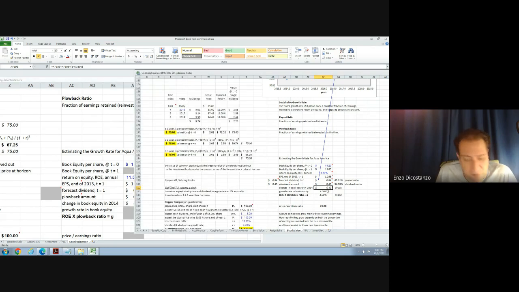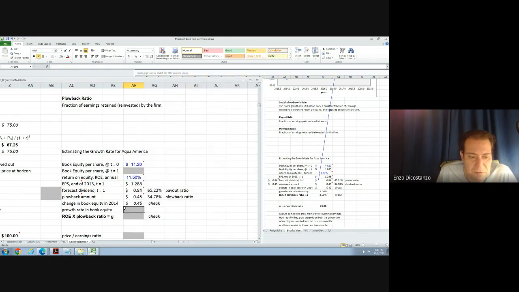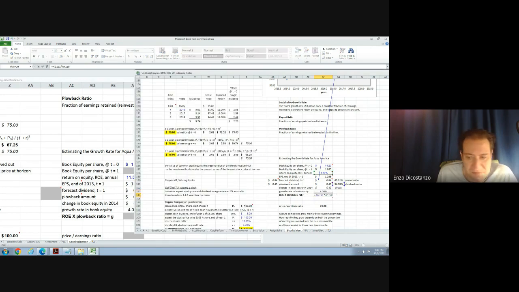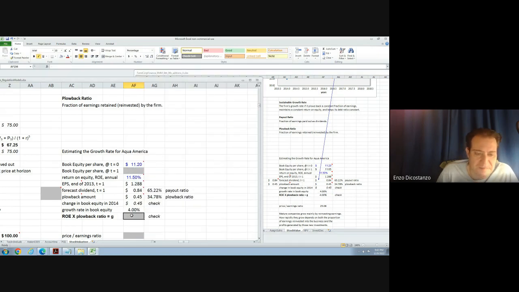And the growth rate, we're backing those out. A lot of these are just numbers we're backing out. You take the plowback divided by the book equity per share, and that'll give you the growth rate. Right there's your 4%. So what are we really doing? We're working out the magical finance book formula. The other piece of this is just the return times the plowback ratio. That's all this is.